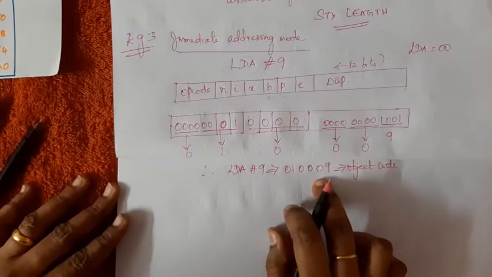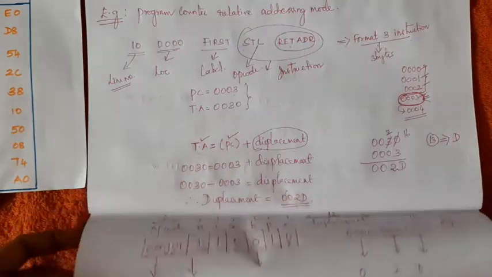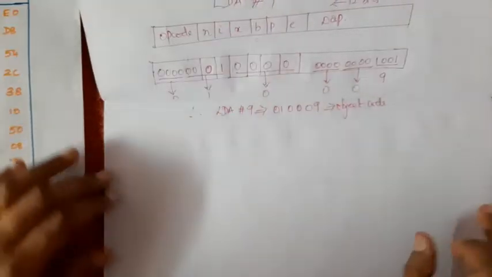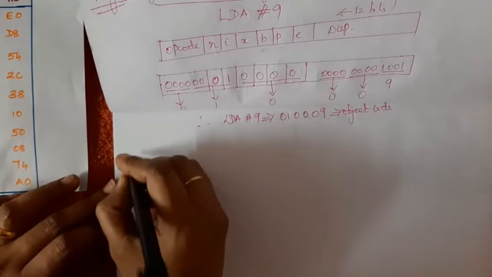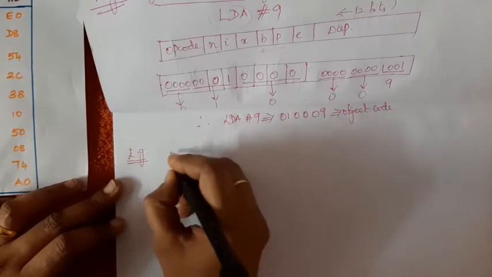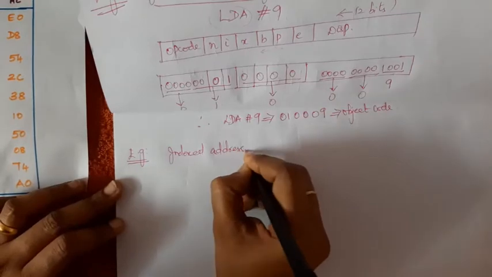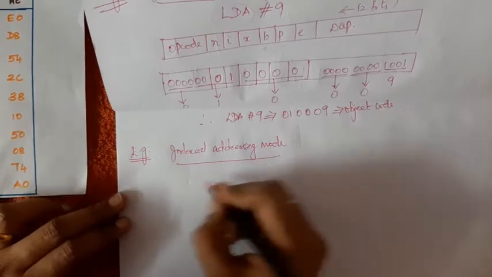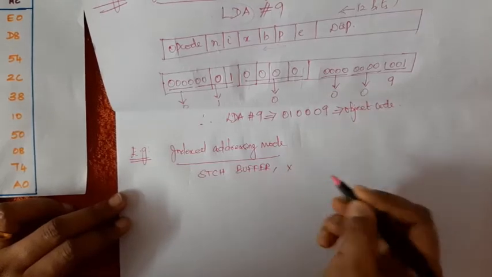This is the object code generated by the assembler. So far we have seen indexed addressing mode, base relative addressing mode, and program counter relative addressing mode. Next we will see two of them: indexed addressing mode and indirect addressing mode. The next example would be indexed addressing mode. We'll take an instruction like STCH BUFFER,X.